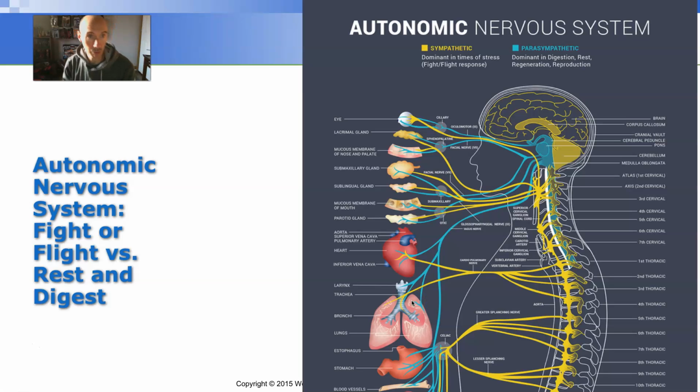When we're relaxing, our breathing can be slowed down. And when we're exercising, our breathing is sped up because of that dual effect of fight or flight, rest and digest.